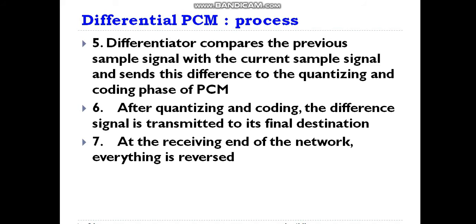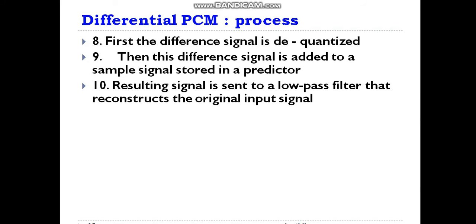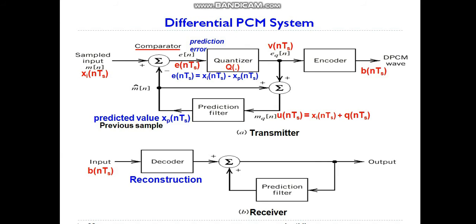Once the signal is received at the end of the network, everything is reversed. First the difference signal is dequantized. After dequantization, the difference signal is added to the sample signal stored in the predictor. The resulting signal is sent to a low pass filter that reconstructs the original input signal. These are the first 10 steps. That means these are the short steps for understanding the differential pulse code modulation process.